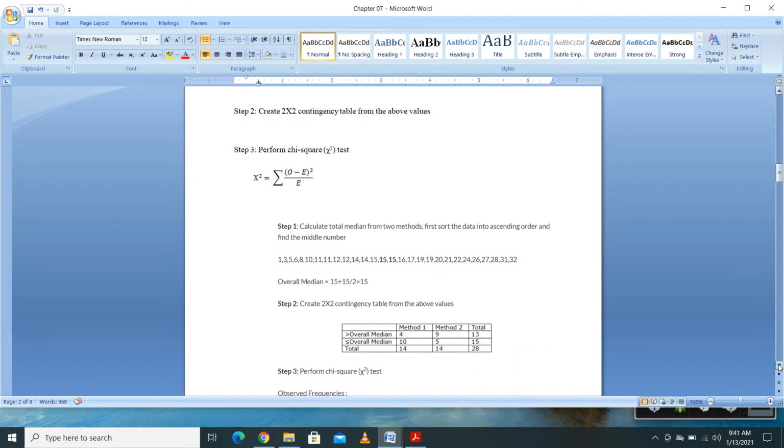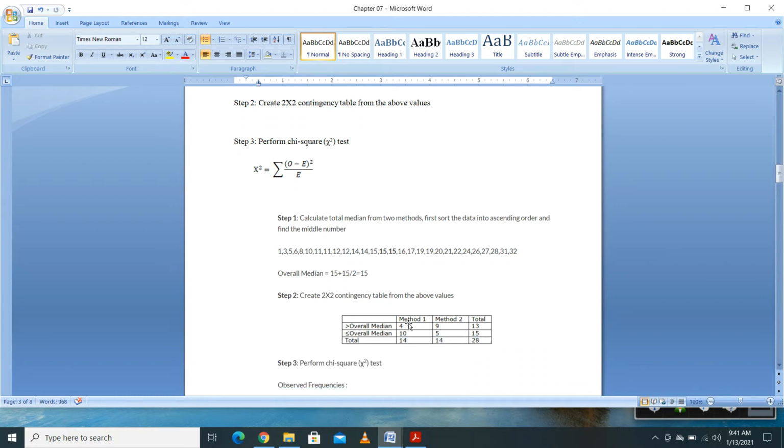And now we are going to the contingency table. We have two methods, method 1 and method 2. We have to check how many values are greater than the overall median. We can see our overall median is here, 15.